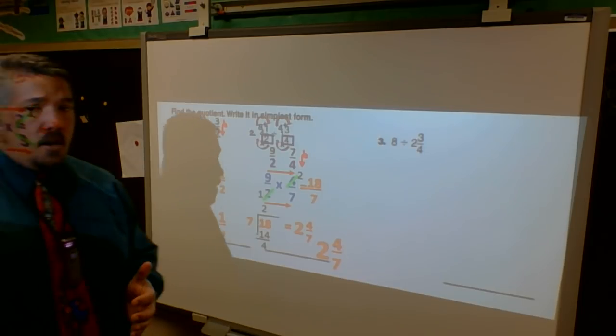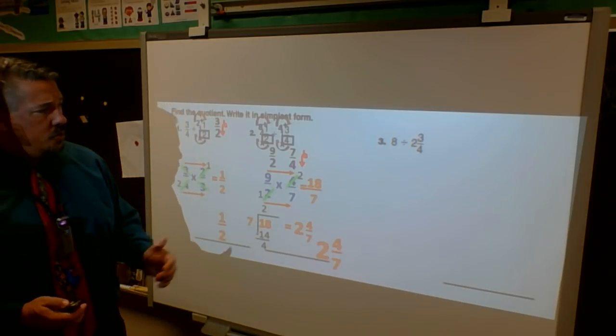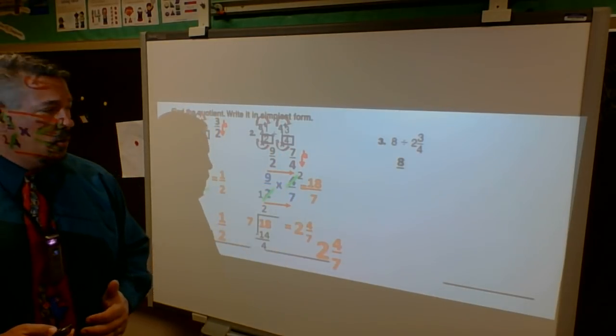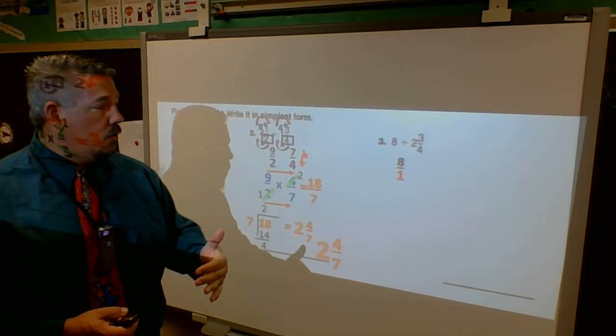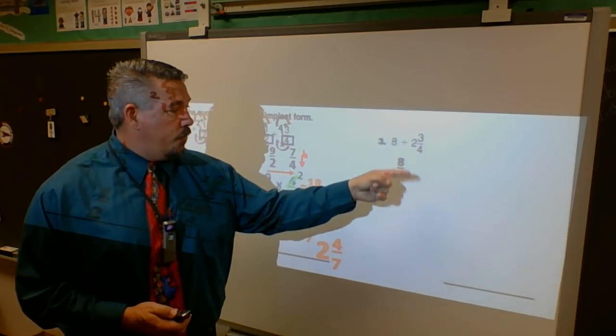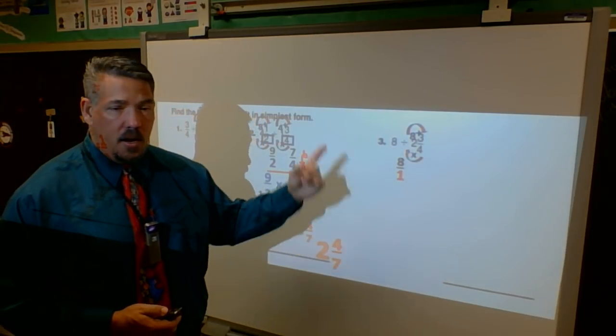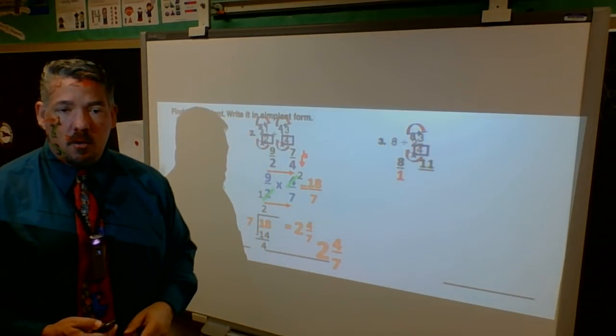So hopefully you have an answer, and you've done as I've asked, and we'll see if we get the same answer. So you should start by putting 8 over 1. Can't have it all by itself. And then you change your 2 3/4 by starting at the bottom, multiplying and adding. 4 times 2 is 8, and 8 plus 3 is 11. And then you kept your denominator of 4.